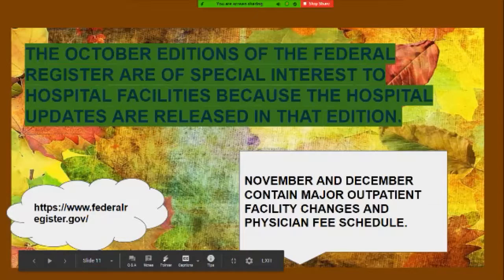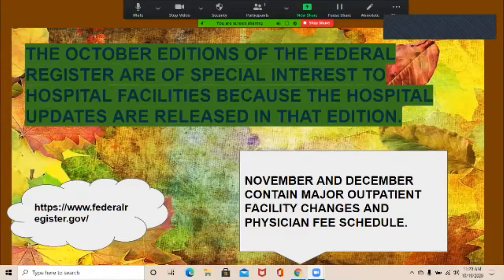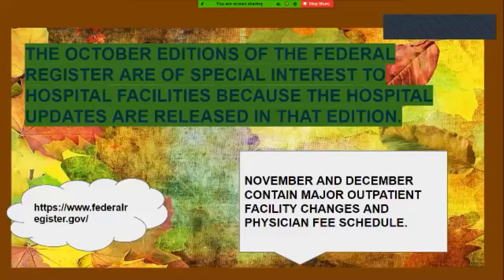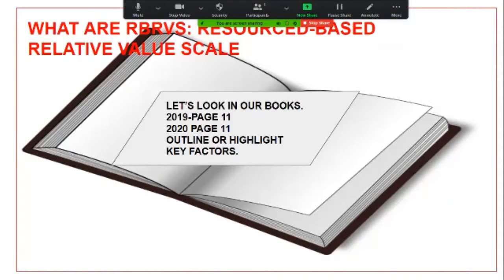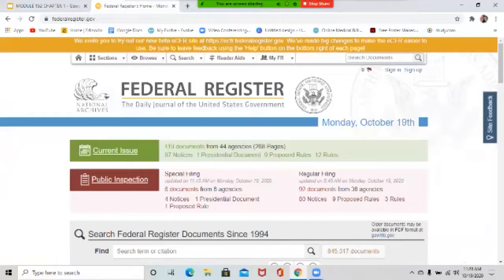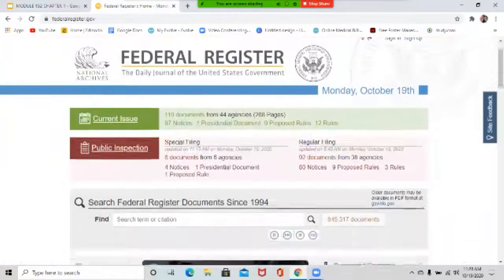Okay, so I am going to stop this share. Just bear with me because we're actually going to go to the Federal Registry so you can see what it looks like. Oh, I'm going to have to escape out of this, guys. Sorry. Let's see. Well, it's not wanting to let me out. Oh, there we go. Okay, so I went to federalregistry.gov is what I went to. And so this is what it looks like.